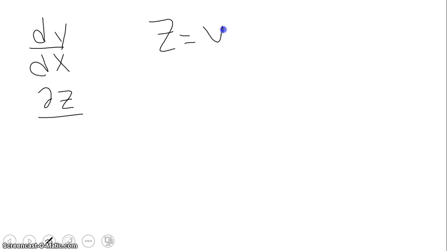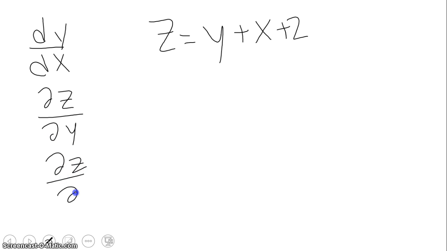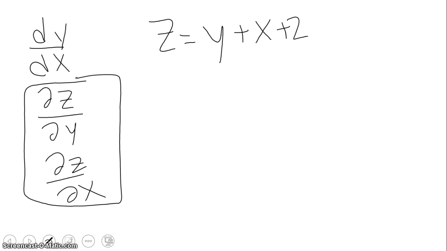So when you're told to take a derivative, this is what you're used to. We're going to learn a special notation that looks like this. This is going to signify a partial derivative. Now, the partial derivative of a function z, let's use our example from before, z equals y plus x plus 2. So now we can have a partial of z in terms of y, or we can have a partial of z in terms of x. And these two are what we're going to focus on in this module.